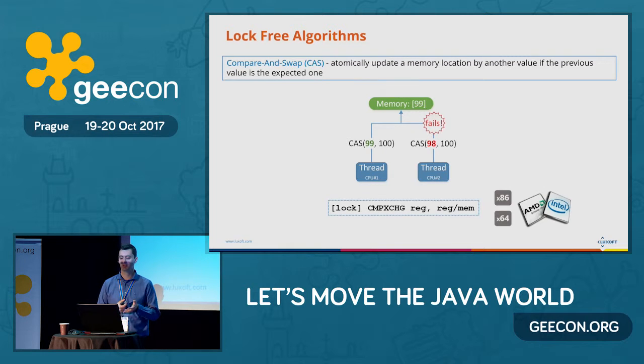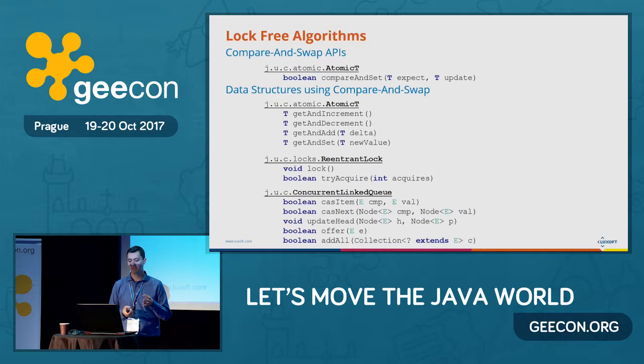And this is supported by the hardware. In Java, the API for doing compare-and-swap operations is the one from AtomicInteger, AtomicLong, and so on. It is called compare and swap, but there are also data structures based on compare and swap, like the atomics, ReentrantLock, which uses compare and swap, and there is also a ConcurrentLinkedQueue implementation, a queue implementation basically, which is based on compare and swap.